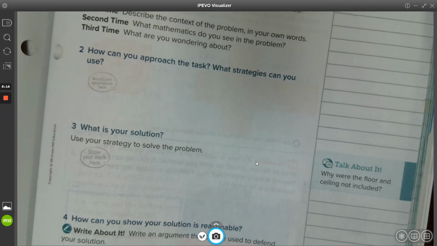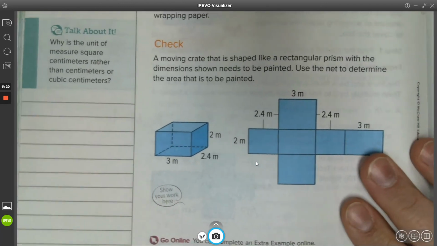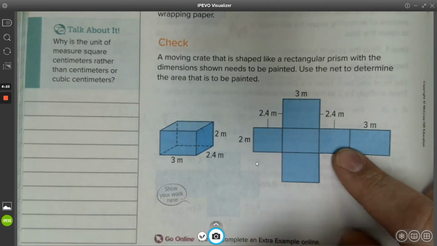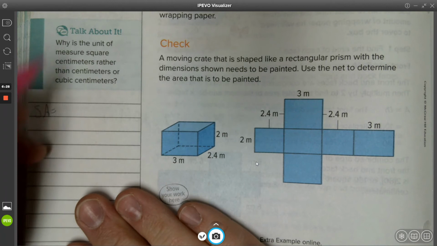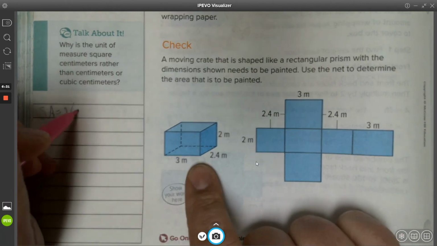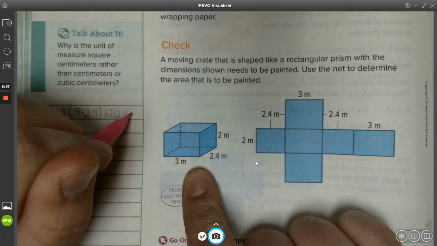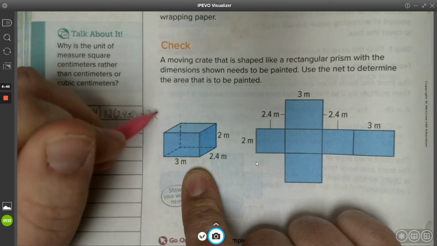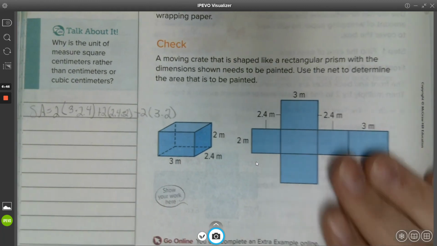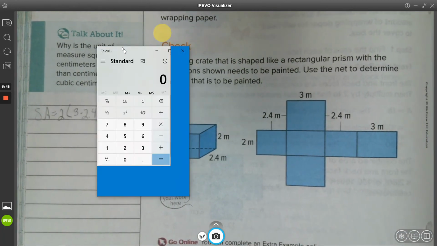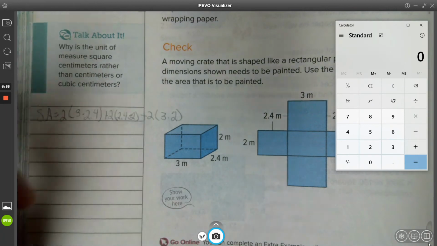All right. Now, we're going to do the same thing here with your check. You can use the same kind of method. You can find the area of each of the faces and add them together, or you can use my formula method. Surface area equals 2 times 3 times 2.4 plus 2 times 2.4 times 2 plus 2 times 3 times 2. You could do it that way, or you can find the area of each of the faces. Either way, go ahead, pause here, and solve. And we're going to work it out together.